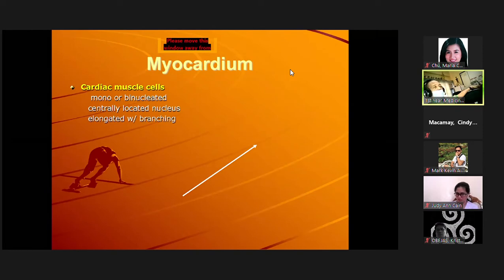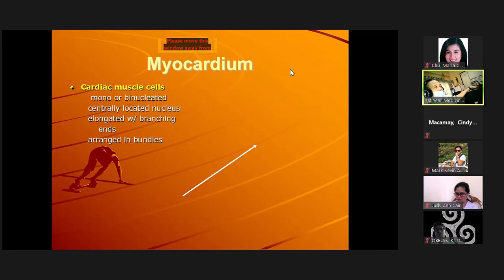As compared to your skeletal muscle, which is elongated with blunt ends, B-L-U-N-T, blunt, abruptly cut, without branching. What is the shape of skeletal muscle? Elongated with blunt ends. This one is elongated with branching ends. That's for your cardiac muscle.